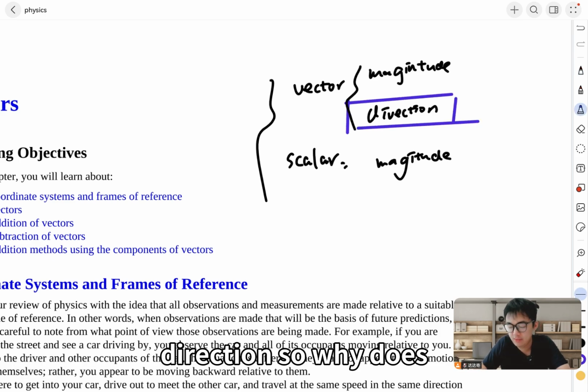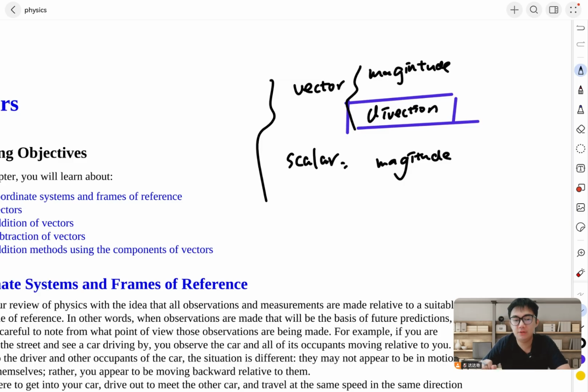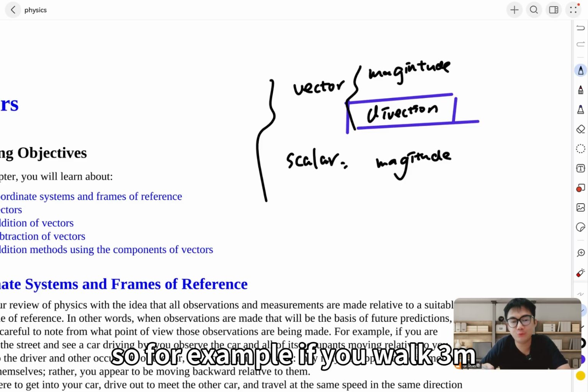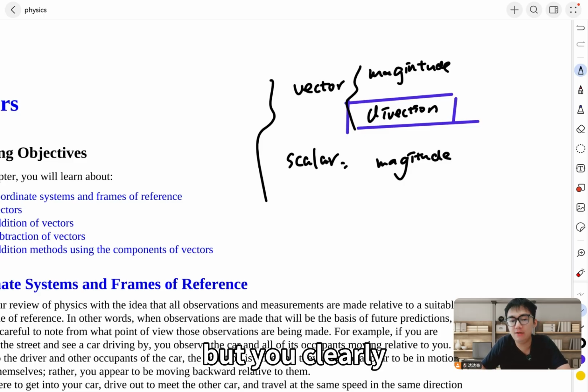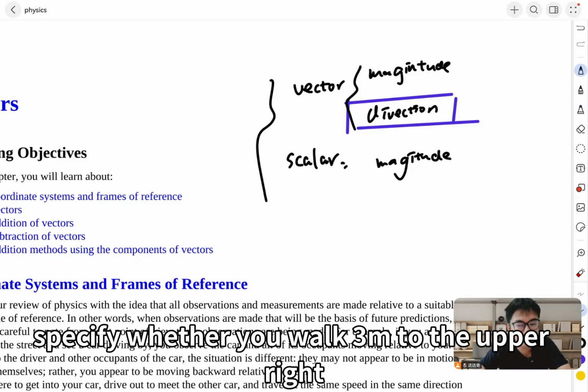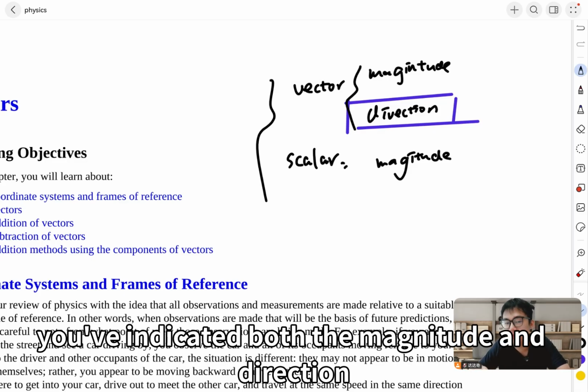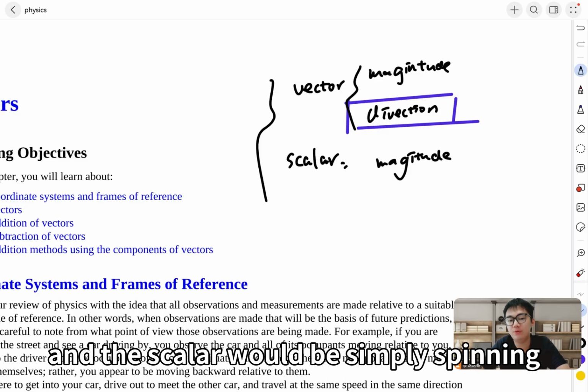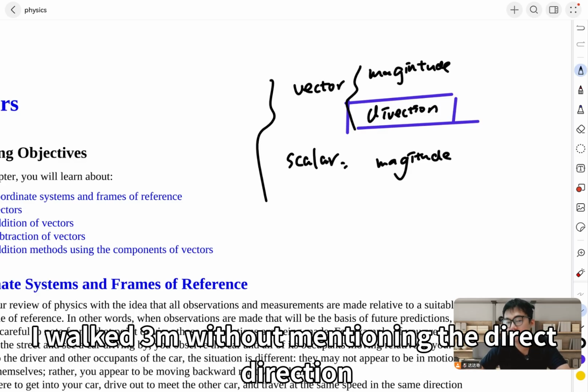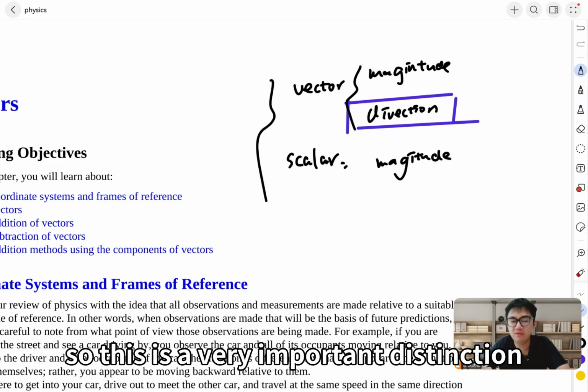The core distinction between them is direction. So why does direction matter? For example, if you walk 3 meters, but you clearly specify whether you walked 3 meters to the upper right, lower right, or left, that's a vector because you've indicated both the magnitude and direction. And the scalar would be simply saying, I walked 3 meters without mentioning the direction. So this is a very important distinction.